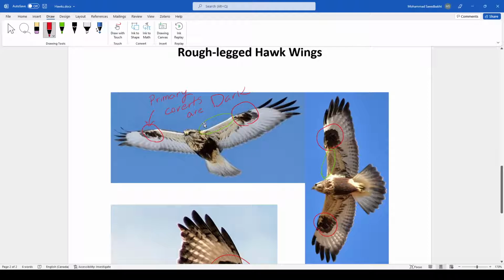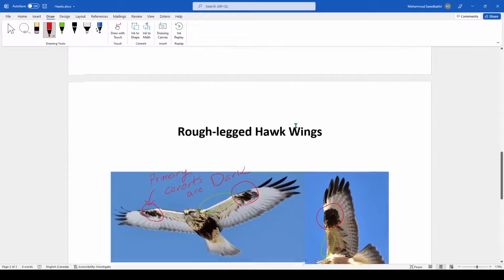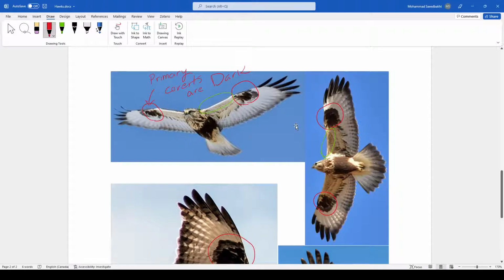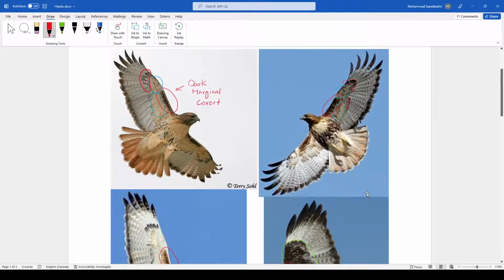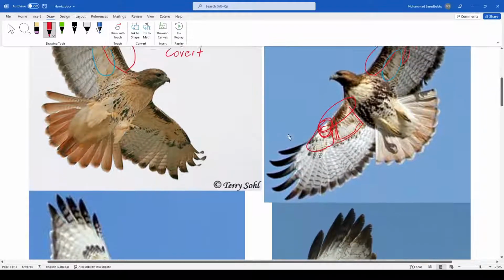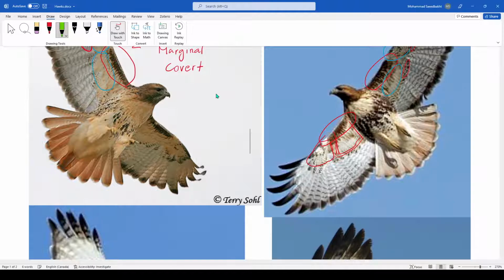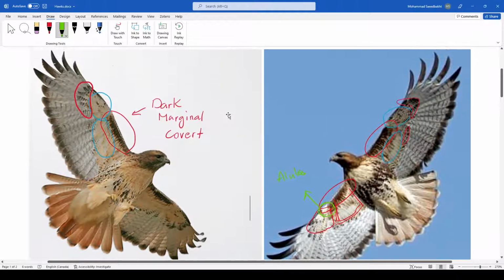Some call these the carpal patch, some call them the wrist. I'm not sure which one you're going to remember better. I think it's better to go with coverts, easy. So you can technically remember it like this: the marginal covert is here, the secondary covert is connected to the marginal, and the primary covert is also connected to that marginal covert. And this part, maybe I can zoom in more, is called the alula.